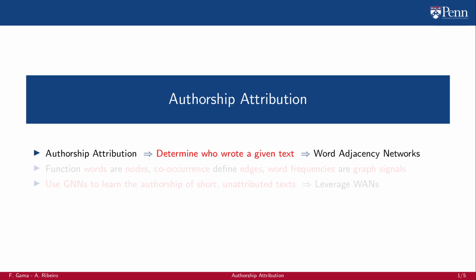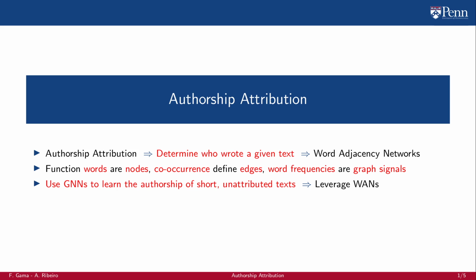In this segment, we consider another problem, that of authorship attribution. In authorship attribution, we want to determine who wrote a given text based on the signature word adjacency networks. In word adjacency networks, or WANs for short, function words are nodes, co-occurrence of these words define edge weights, and the word frequencies are graph signals.